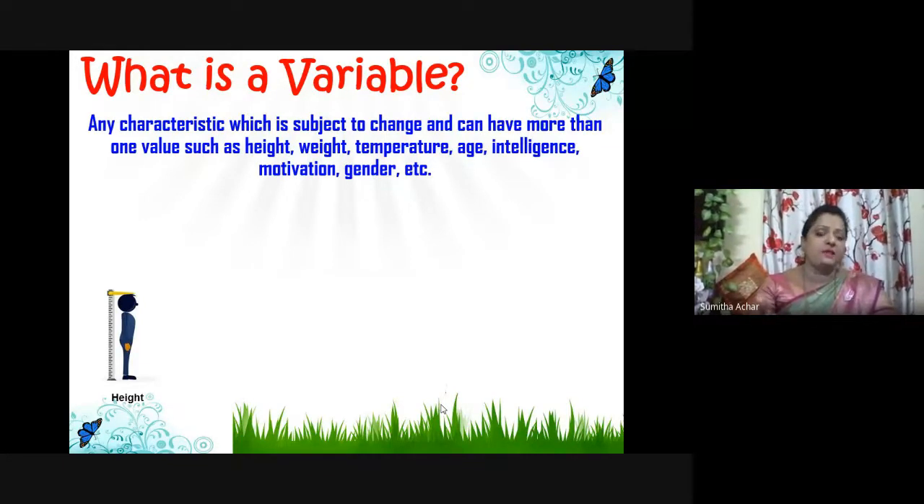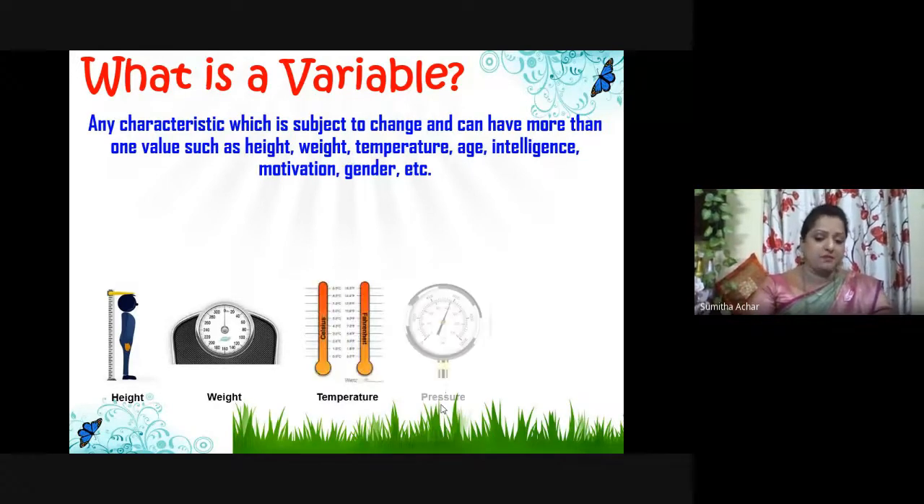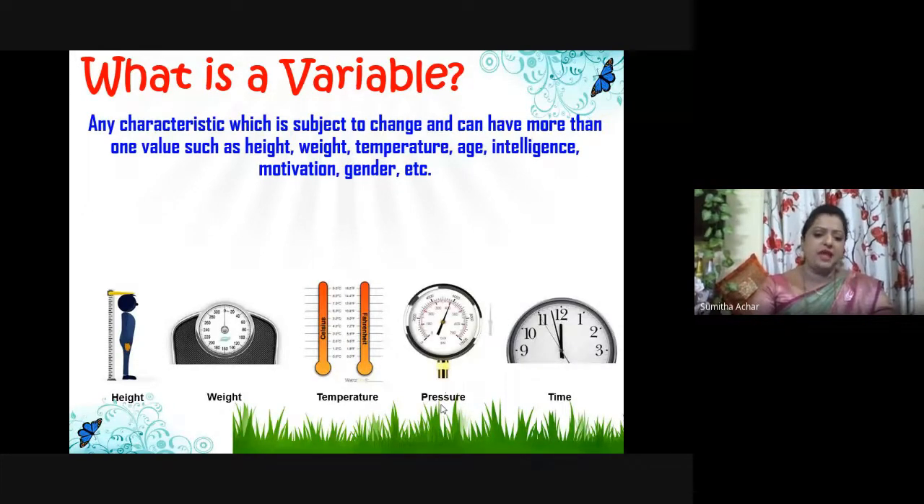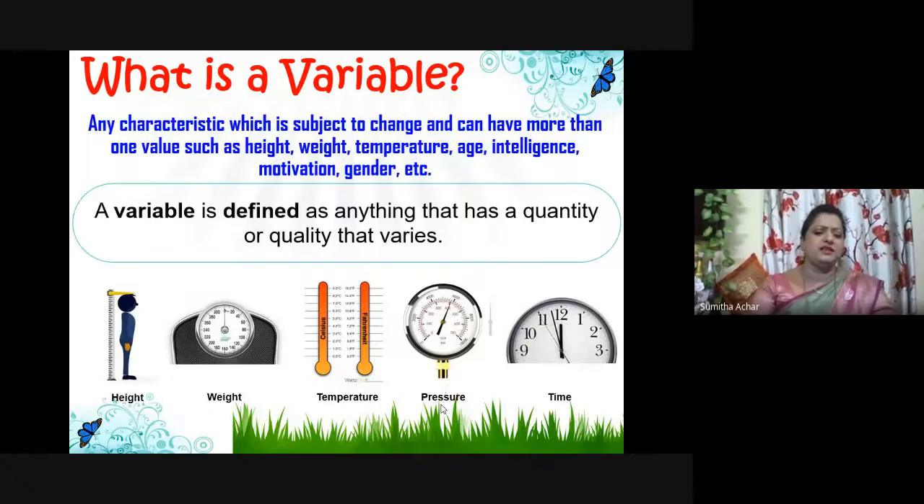They may look alike, but in their likings and dislikes, there is some form of variation in their body or color, or say body mass index. There is a variation, and this is what is called a variable: height, weight, temperature, pressure, time, and so on. So in general, a variable is defined as anything that has a quantity or a quality that varies, right? So this is exactly what a variable is.